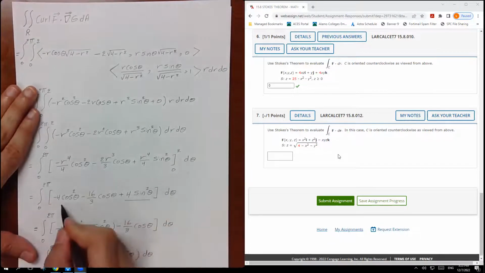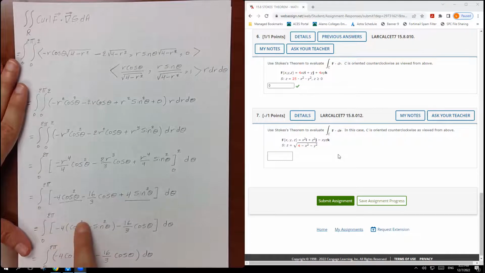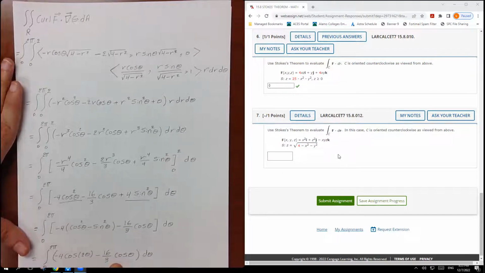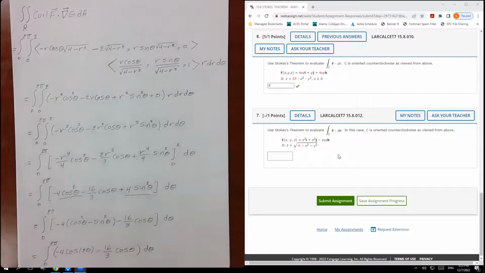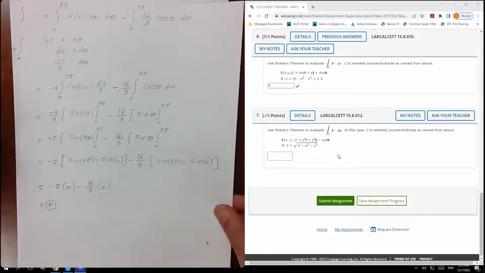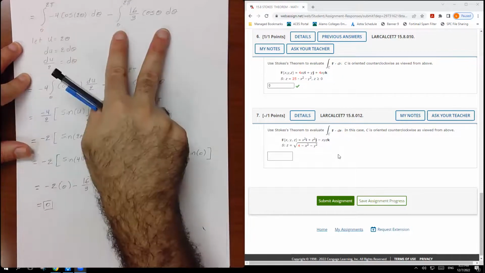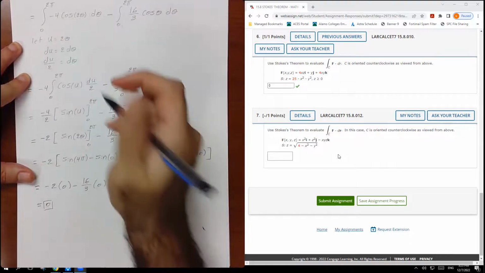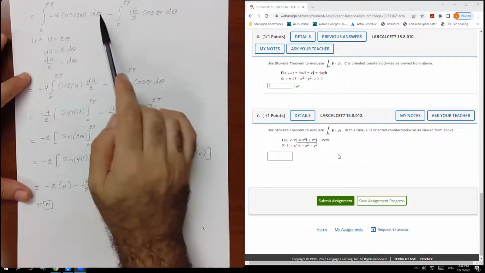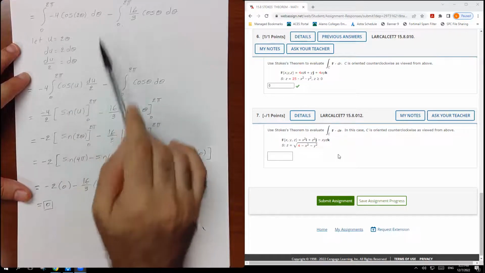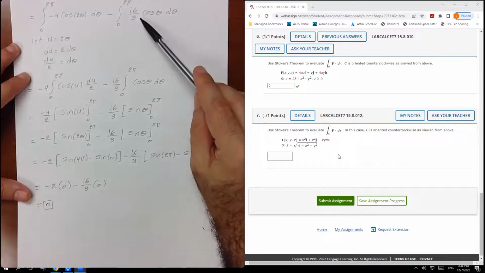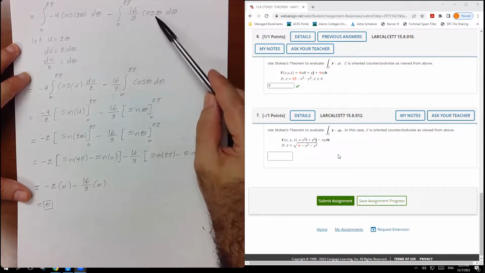Now this part with this one, I'm going to take negative 4 as a common factor: cosine squared theta minus sine squared theta, minus 16 over 3 cosine theta. This one is going to be cosine 2 theta, and keep this one the same. Now next step, I'm just going to distribute the integral. And for this part, we're going to let u equal 2 theta. So du is going to be 2 d theta, du over 2 is going to be d theta, minus 16 over 3. We can take the 16 over 3 out, and cosine theta d theta.